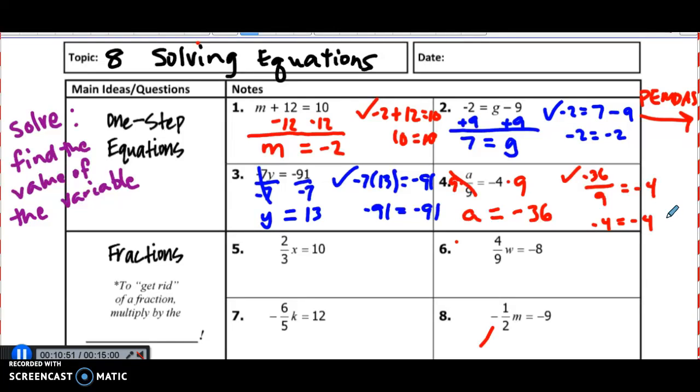So for each equation, I used one step. To undo addition, I use subtraction. To undo subtraction, I use addition. To undo multiplication, I use division. And to undo division, I use multiplication. One step on each equation to solve, because I only had one number to get rid of in order to get the variable all by itself.